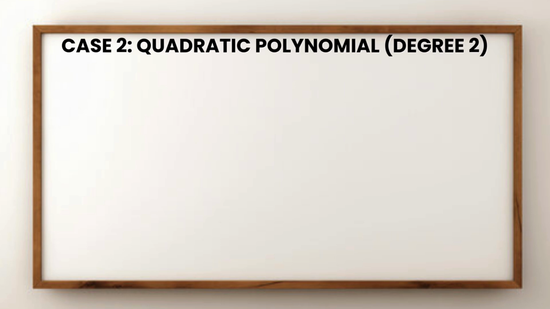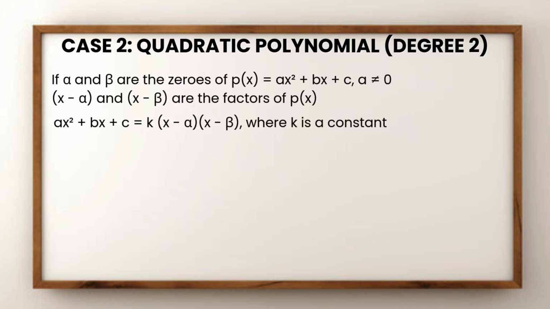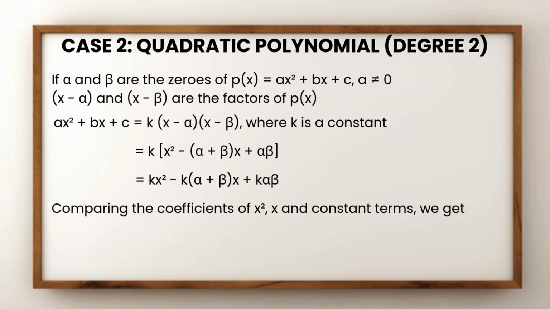Now, let's prove these relationships mathematically. If alpha and beta are the zeros of the polynomial ax square plus bx plus c, then the polynomial can be factored as k into (x minus alpha) into (x minus beta), where k is a constant. Expanding it, we get kx square minus k into (alpha plus beta) into x plus k into alpha into beta. Comparing it with the general form ax square plus bx plus c, we obtain a equal to k, b equal to minus k into (alpha plus beta), and c equal to k into alpha into beta.